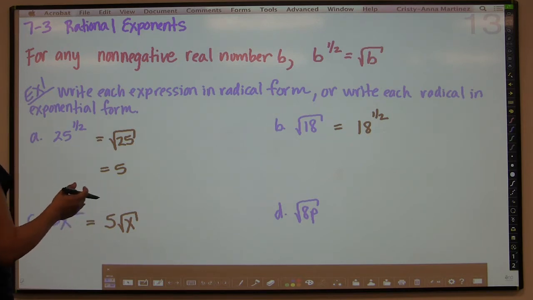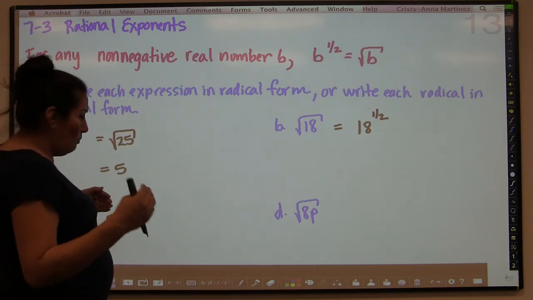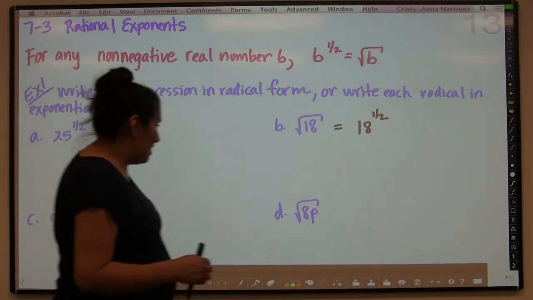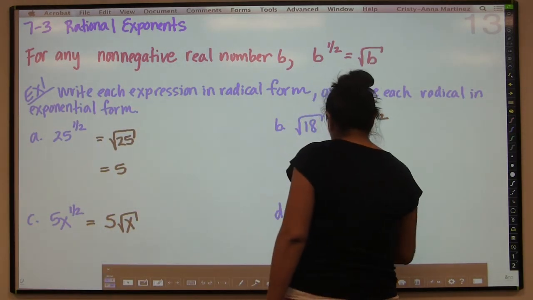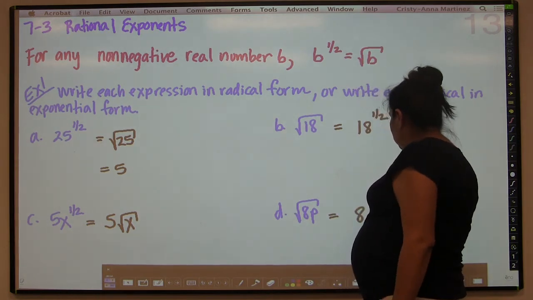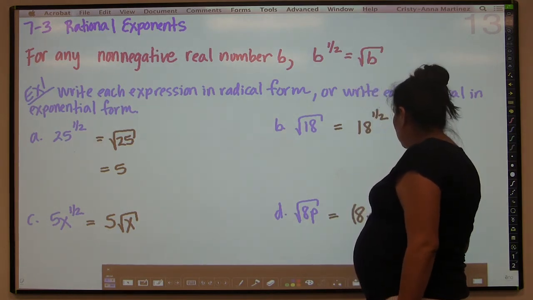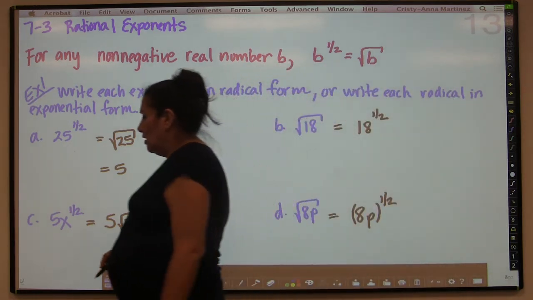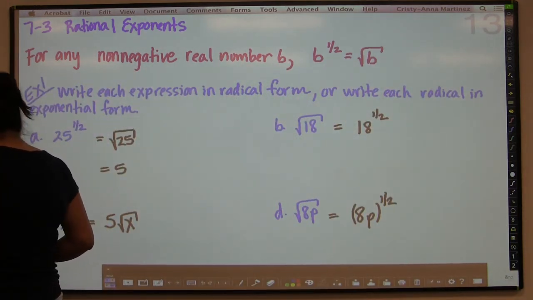Now in part D, since the 8 and the p are both underneath the square root, then that does mean that when we write out the exponential form, we want both the 8 and the p to have the exponent of 1/2, which would be 8p to the 1/2. And then that's how you do that.